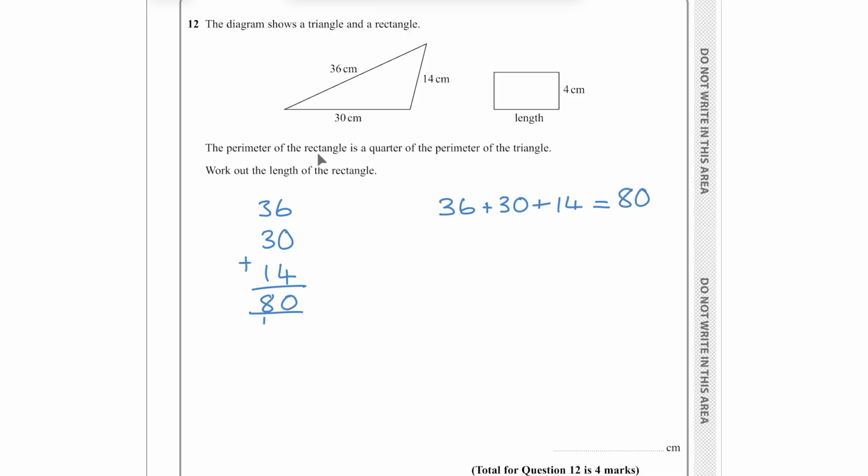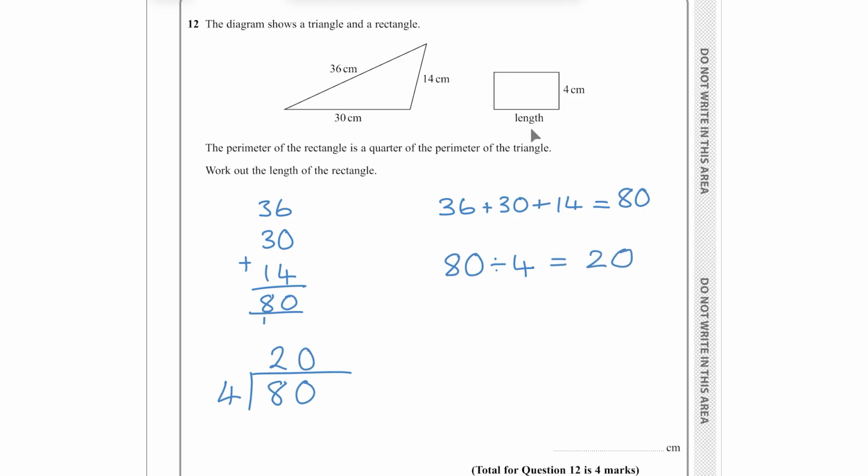So the perimeter of the rectangle is a quarter. So a quarter of 80 is 80 divided by 4. You might have to show that again, so do bus stop for that. 80 divided by 4. 4's into 8 go 2. 4's into 0 go none. So that will equal 20.